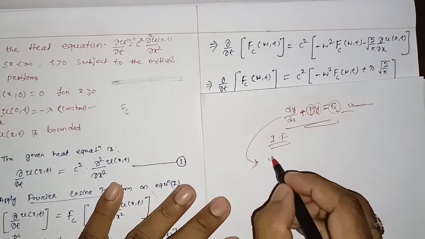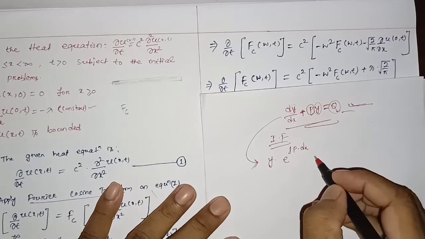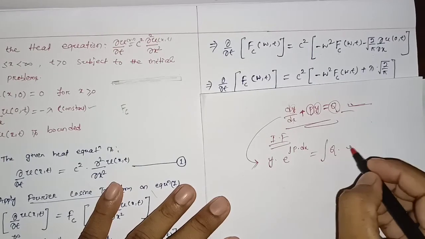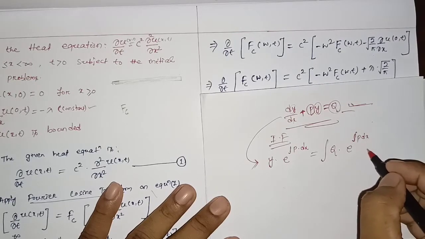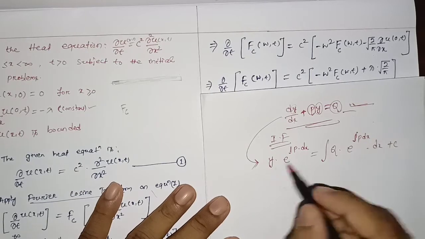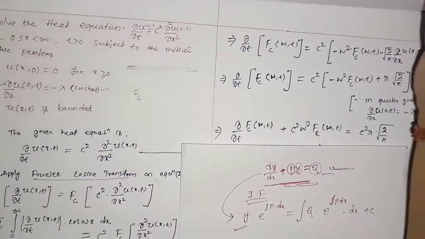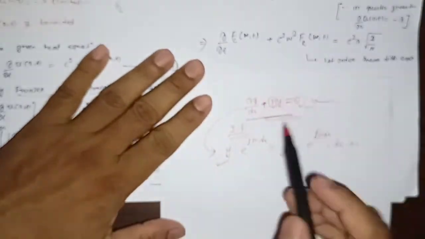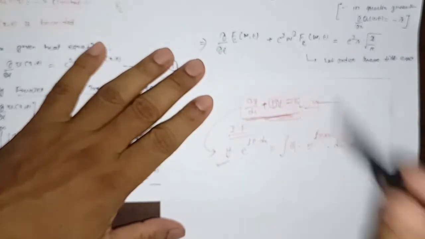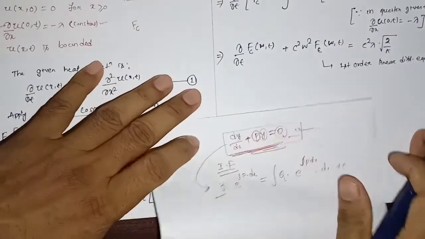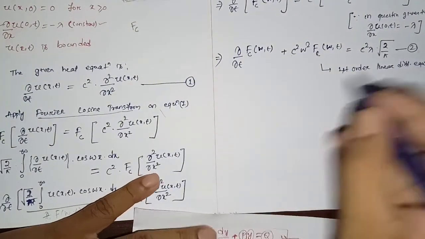We know that the solution is y into e to the power integral of P dx equals the integral of Q into e to the power integral of P dx, into dx, plus c. The solution of this differential equation is this much, already we know, right? Both are first order differential equations, so the solution of our equation we write in this format. We call it equation number 2.